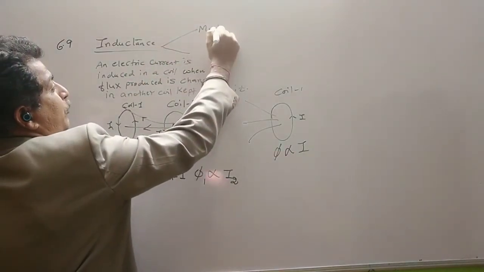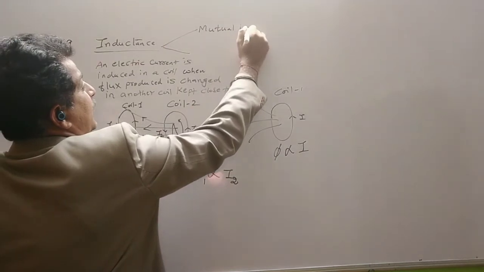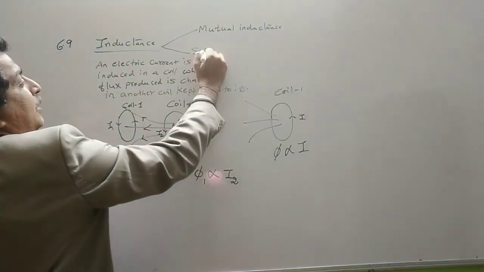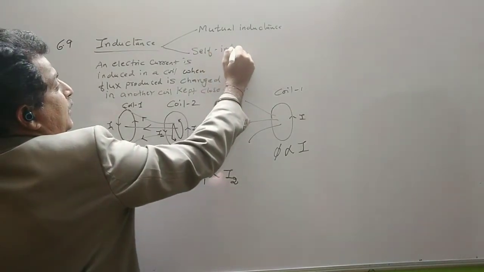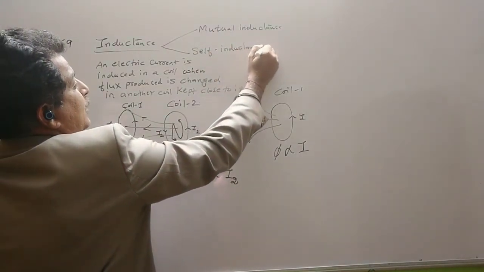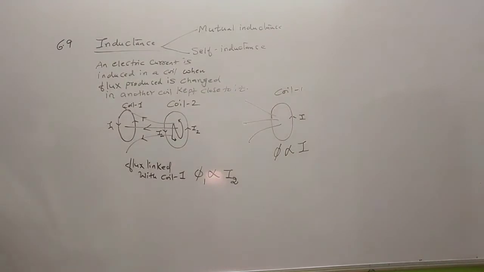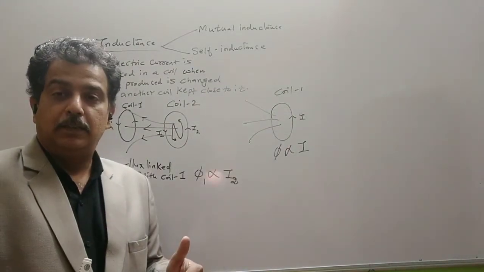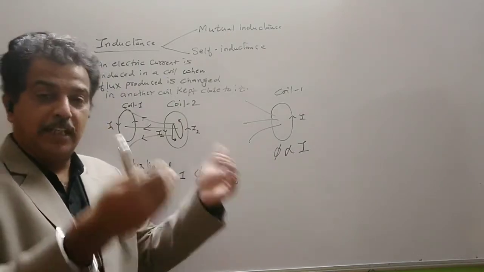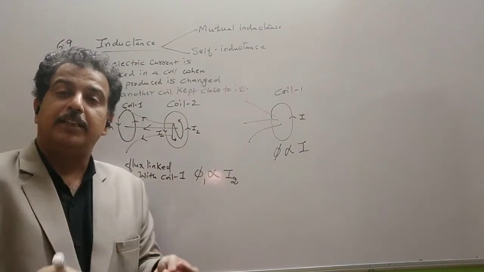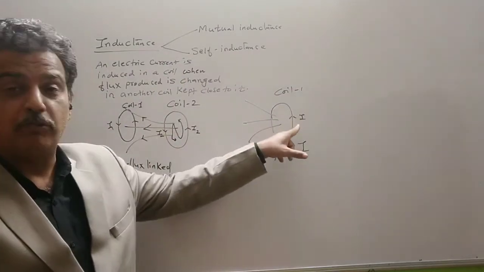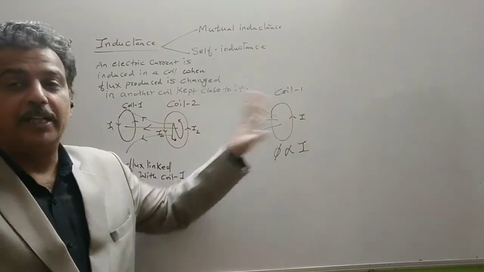One is called mutual inductance. It means you have a system of two coils. And one is self-inductance. Self-inductance means current is passed through the coil itself. This coil produces a flux. That flux is linked with the coil itself, and the current is induced in the coil itself. And the current will be induced in such a way that it will oppose the applied current.